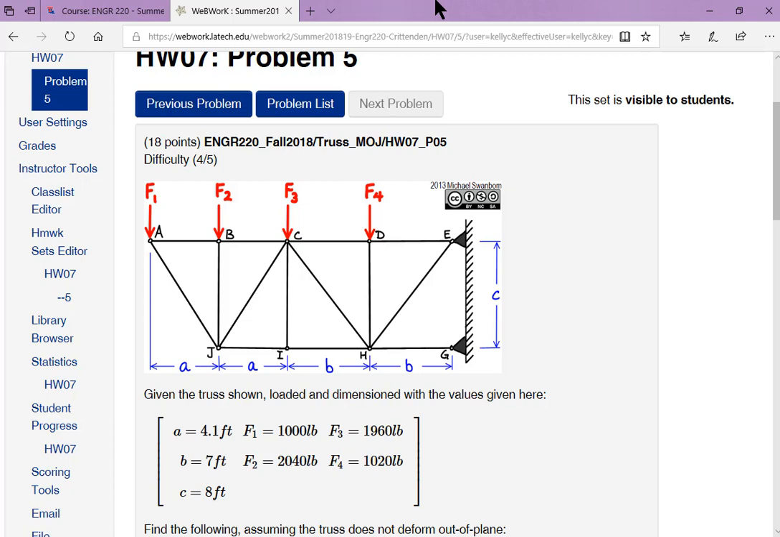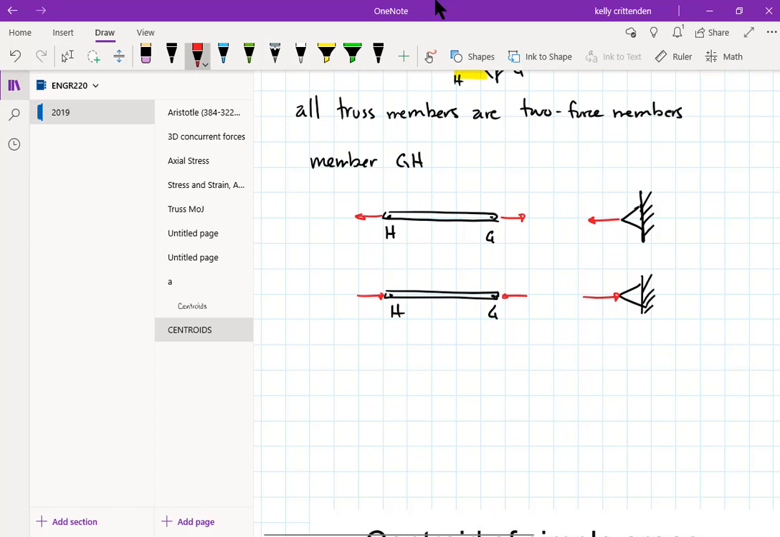Now, it wouldn't really matter if GH was at some angle or horizontal. I know that since there's only one member connected to G, member GH is the only thing connected there, that the reaction of the pin is going to be in that same direction, because the reaction has to be equal magnitude to the force in G, because that's the only thing connected there.